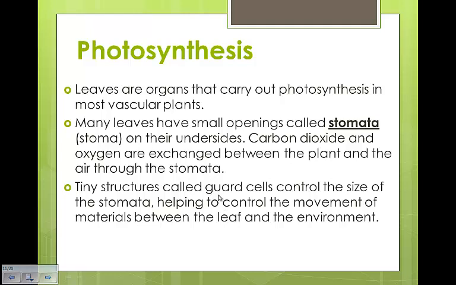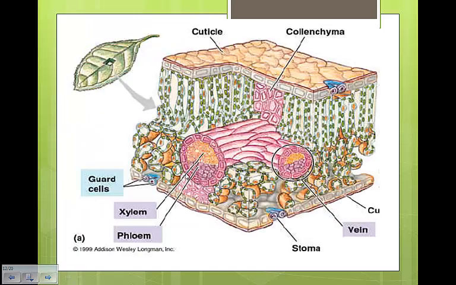And there are these little guard cells that control the opening. They look kind of like donuts all the way together. Well, that's a really bad example. All right, so here are some guard cells here.